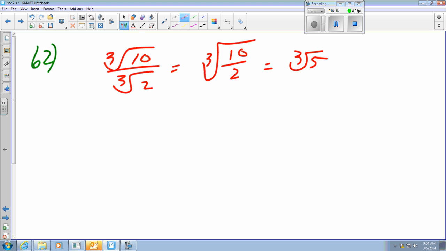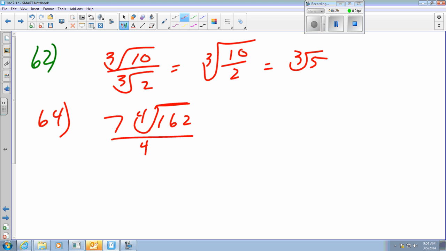Question number 64, we have 7 times the fourth root of 162 all over the fourth root of 2. Well, let's try to simplify this. Again, I look on my card and see that 162 is not there, and I know that I can't do the fourth root of 2, so I'm going to rewrite it as a single radical. Fourth root of 162 over 2.